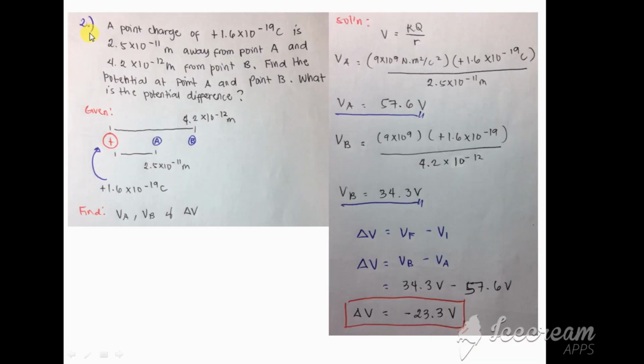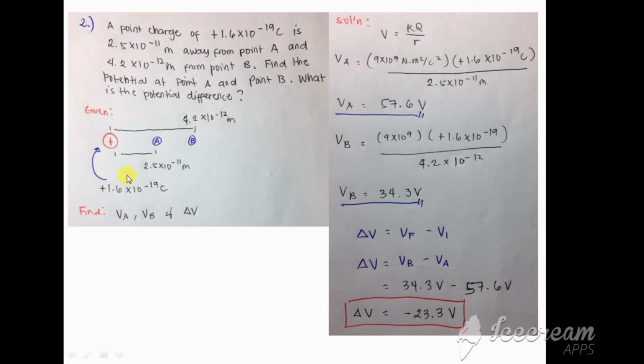Let's try another example. This time, I want you to use your calculators and try computing it by yourself. Okay, so we have here a point charge of a positive 1.6 times 10 raised to -19 Coulomb, which is 2.5 times 10 raised to -11 meters away from point A, and 4.2 times 10 raised to -12 meter from point B. Find the electric potential at point A and point B, and what is the potential difference.